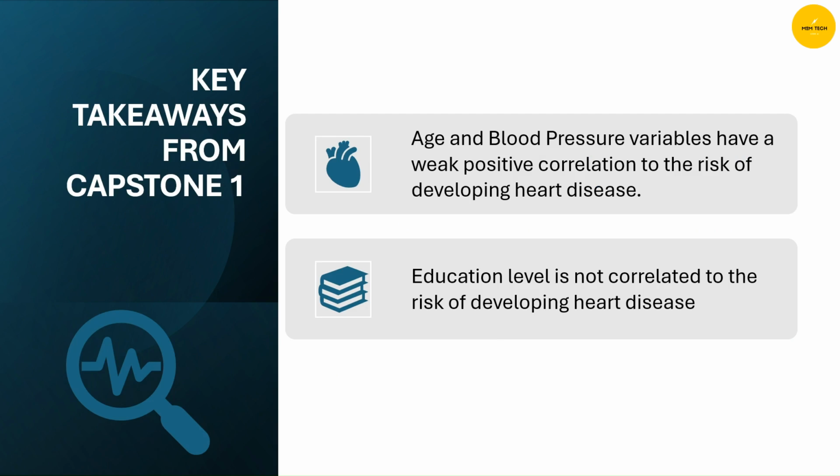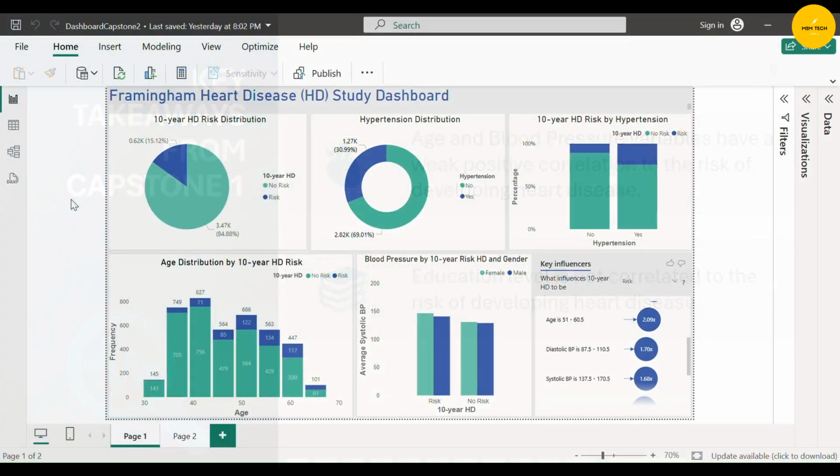From my first project, I found that age and blood pressure variables have a weak positive correlation to the risk of developing heart disease. Also, education level is not correlated to the risk of developing this condition. For this project, I built a dashboard in Power BI to investigate more about the age and blood pressure variables. Now let's look at the Power BI visualizations.